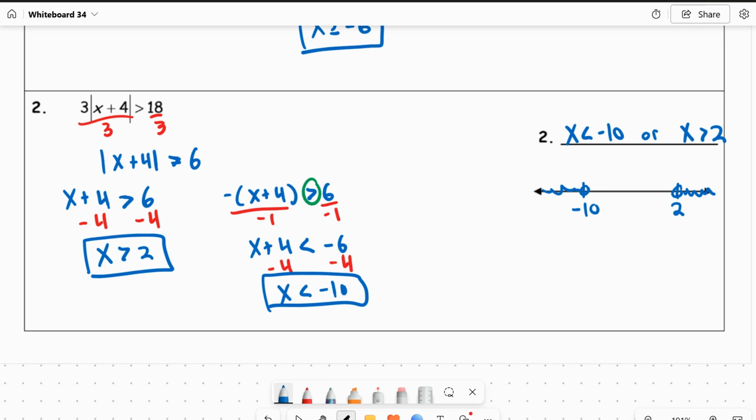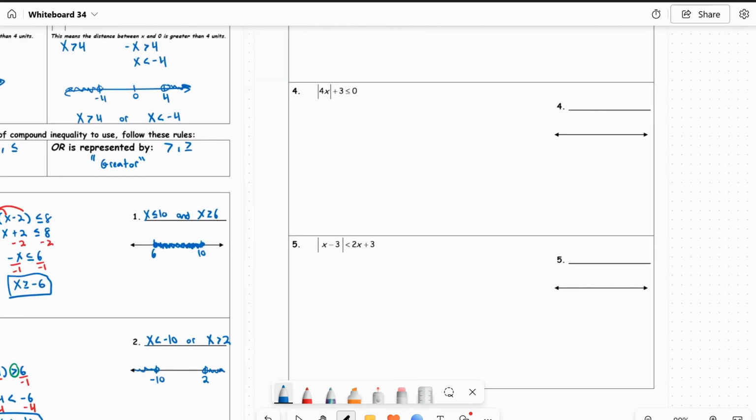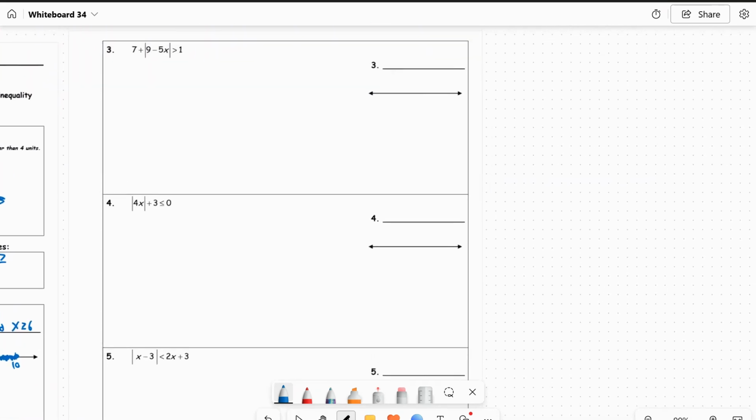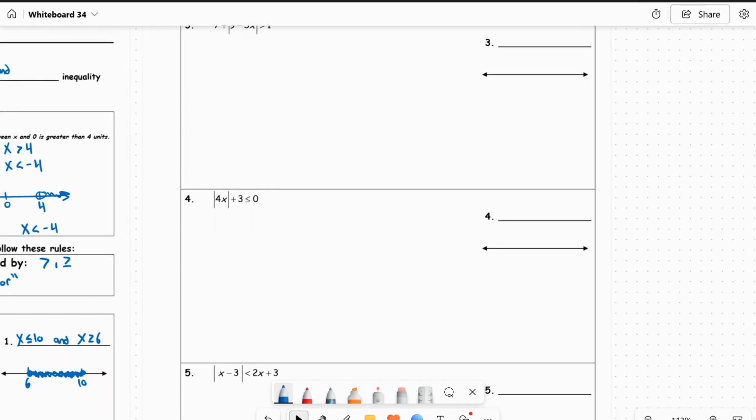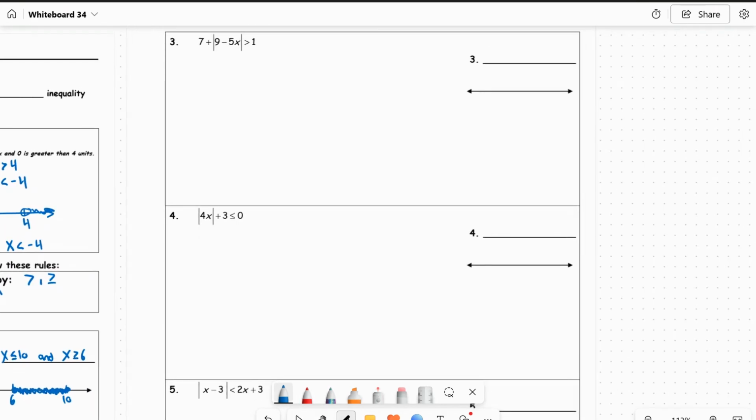All right, so hopefully those two examples give you a decent idea of how to go about solving absolute value inequalities. Please write down these 3 examples on the second page here and give them a try on your own. Remember, isolate your absolute value first, determine your and or, and then go about solving both sides.